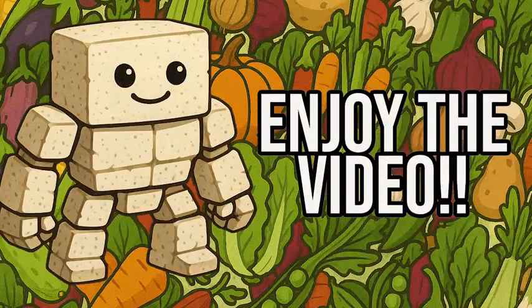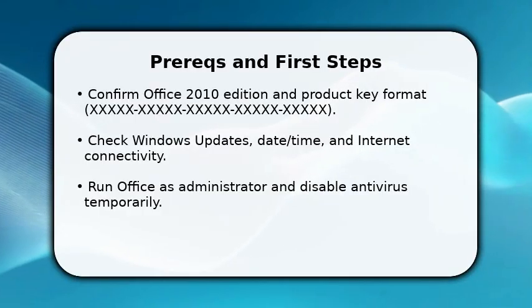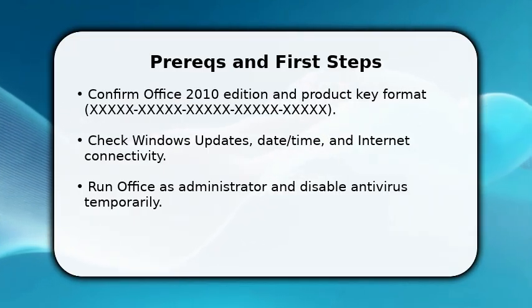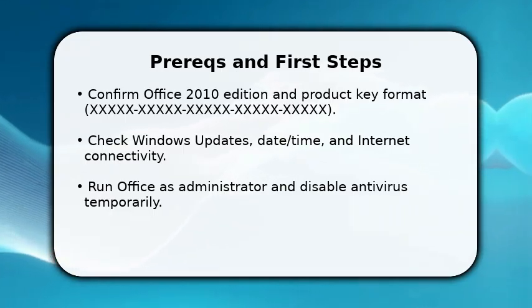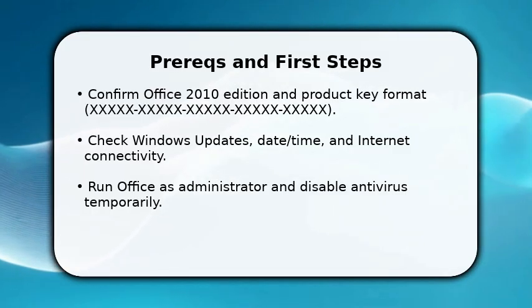Please enjoy the video. You need to start by verifying exactly which Office 2010 edition you have and that your product key is correct. This prevents wasted steps. Once done, make sure Windows updates, system date/time, and internet access are working because activation requires validation.